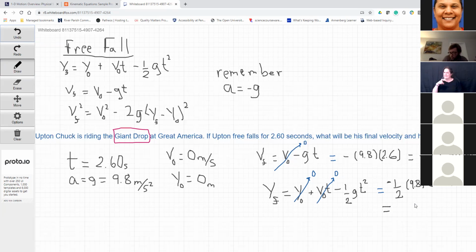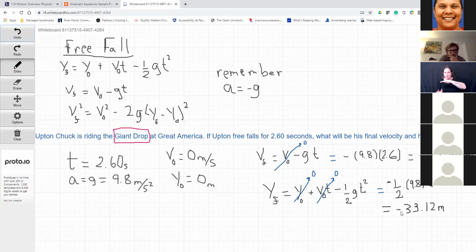Okay. So I'll do the 2.6, guess I should put my zero there. 2.6. Okay. Times 9.8 divided by 2. So 33.12 meters. Now remember, okay, they're asking us how far it would fall.